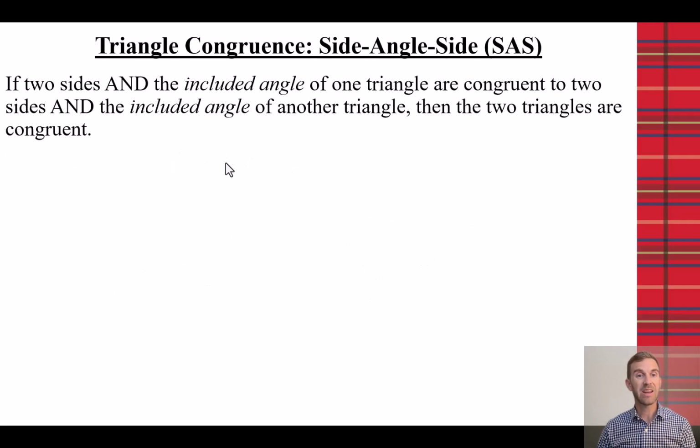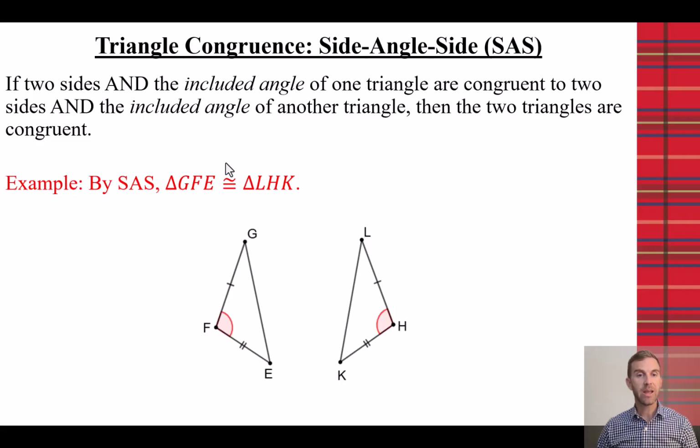Now the other method, side, angle, side. Here we're provided two corresponding sides that have congruence and the included angle. In other words, the angle in between the two sides. They have to be the included angle for the two triangles to be congruent. So say here we have triangle GEF and triangle LHK. And we can see we've got that side, angle, side.